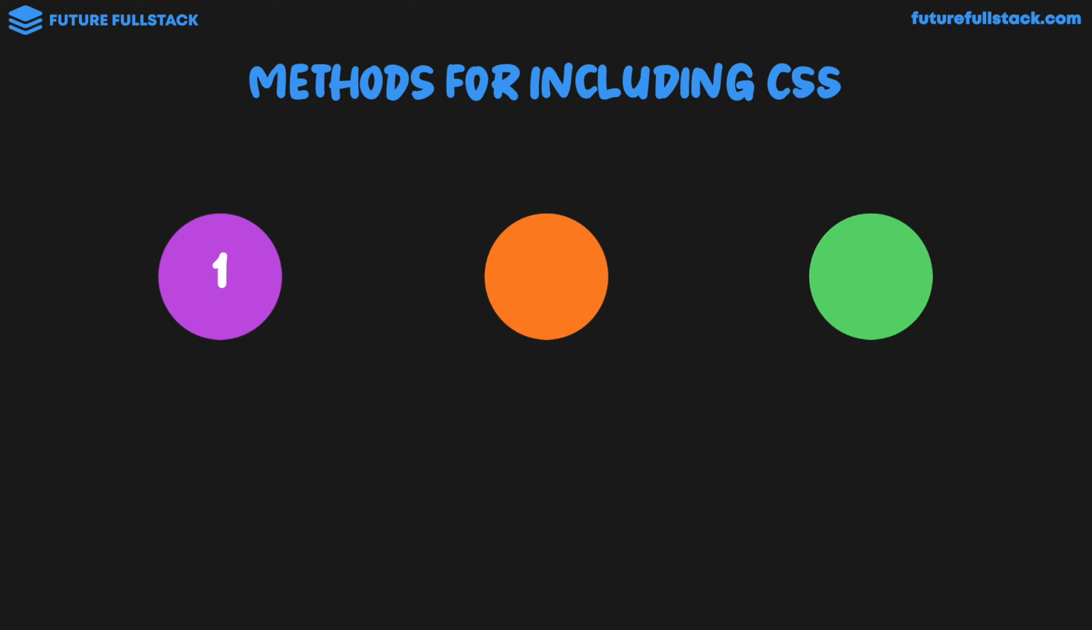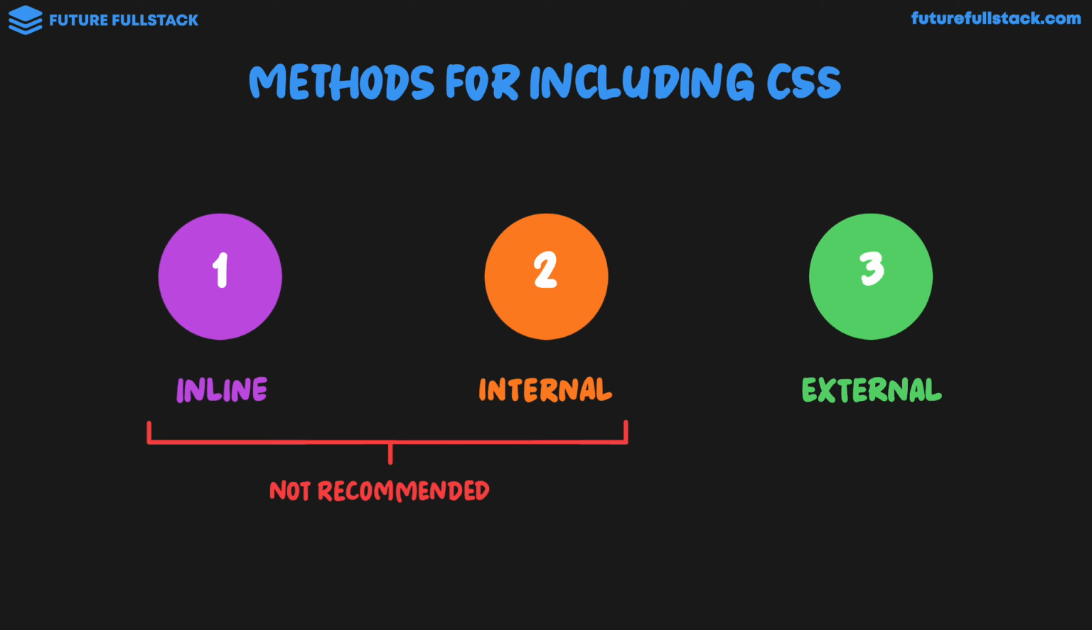The first one is inline CSS. The second one is internal CSS. And the third one is external CSS. It's important to note that inline and internal CSS are generally not recommended. However, it's essential to go through them as they are methods you should know about. External CSS is considered best practice, and this is the method we'll be using in our Quill project.